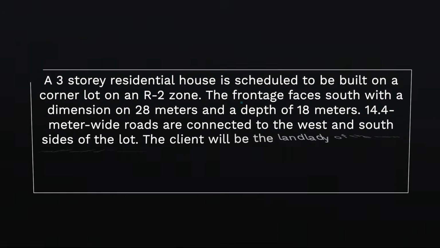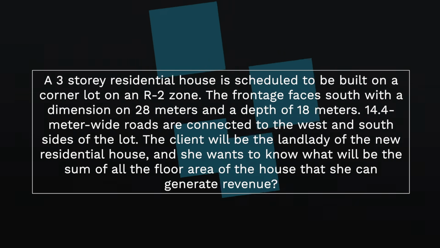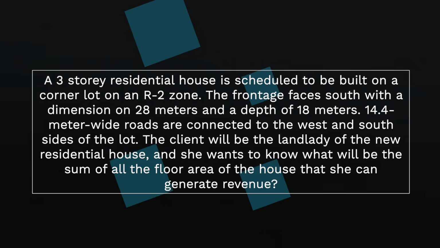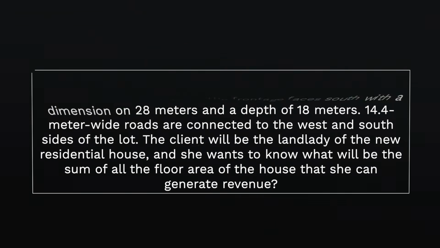Now let's jump into the R2 problem. A 3-story residential house is scheduled to be built on a corner lot in an R2 zone. The frontage faces south with a dimension of 28 meters and a depth of 18 meters. 14.4-meter wide roads are connected to the west and south sides of the lot. The client will be the landlady of the new residential house, and she wants to know what will be the sum of all the floor area of the house that she can generate revenue.